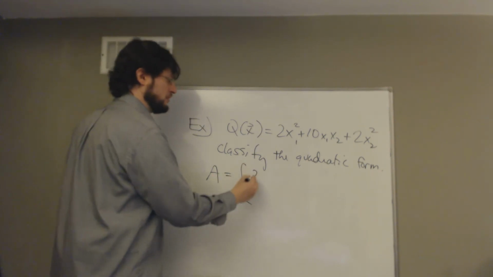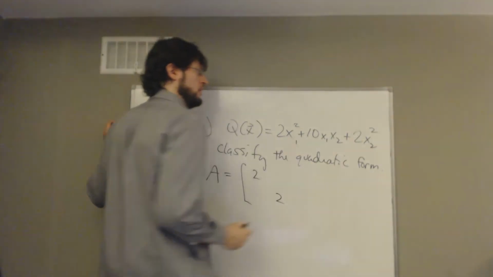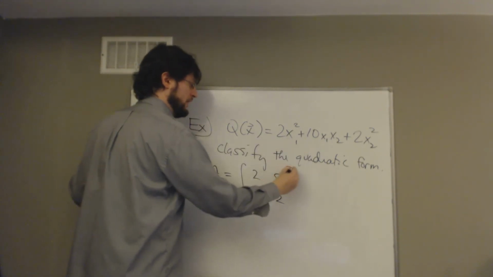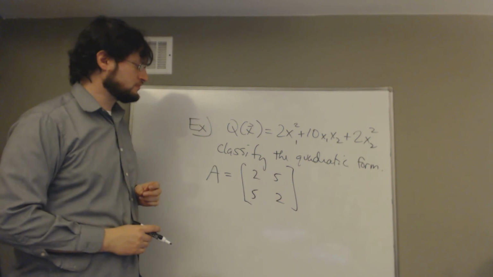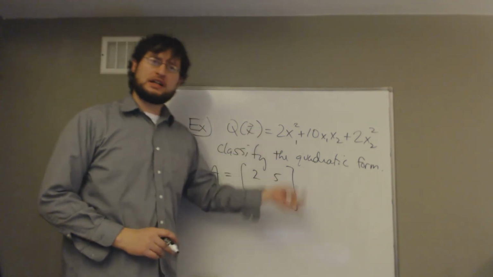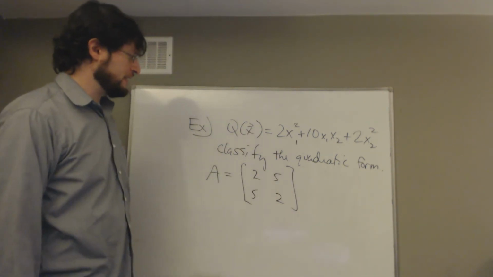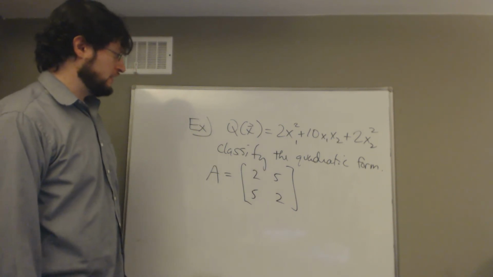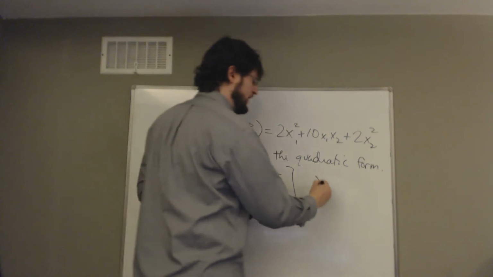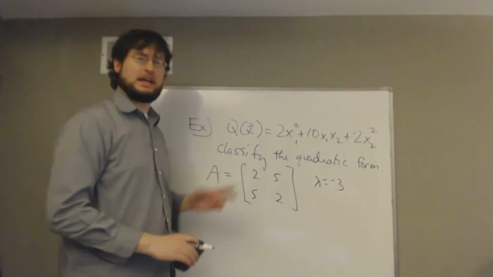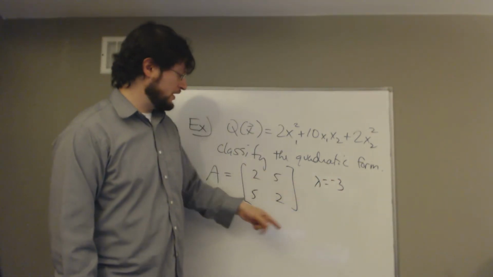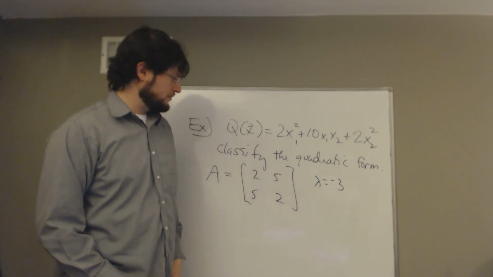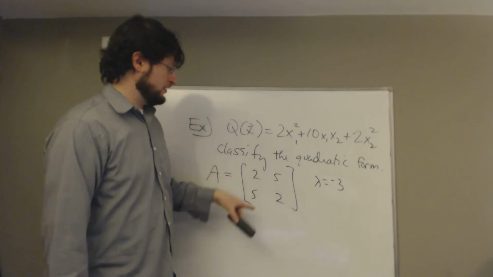So this is the matrix with 2's on the diagonal, because that's our square terms. We have a cross term of 10, which means we have a 5 and a 5. So if I want to orthogonally diagonalize this matrix, I need to look for the eigenvalues and the eigenvectors. One of the eigenvalues will be -3, because if I subtract -3 on the diagonal, that makes 5, 5, 5, 5. So that clearly works.